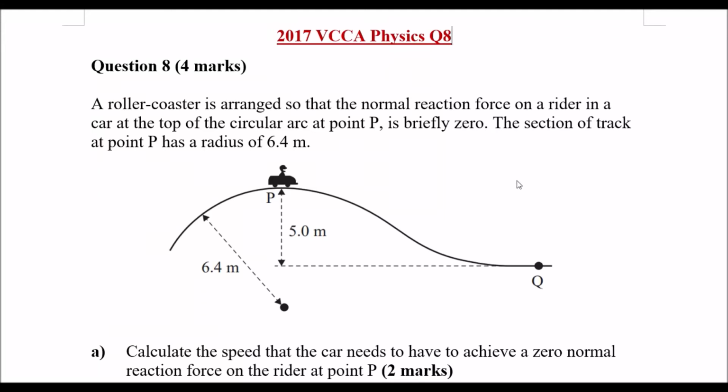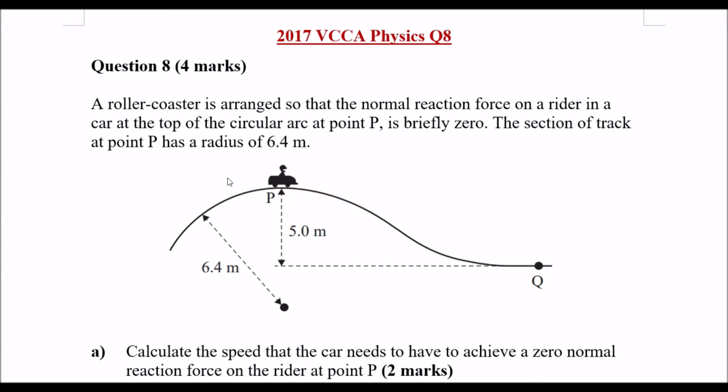We're going to explain the exam today using the 2017 Victorian Physics paper, question 8. It says we have a roller coaster that is arranged so that the normal reaction force on a rider in the car at the top is briefly zero. So there is no normal force in essence.